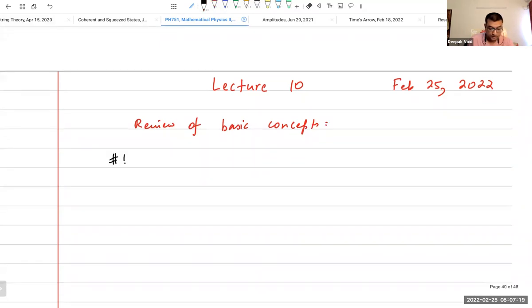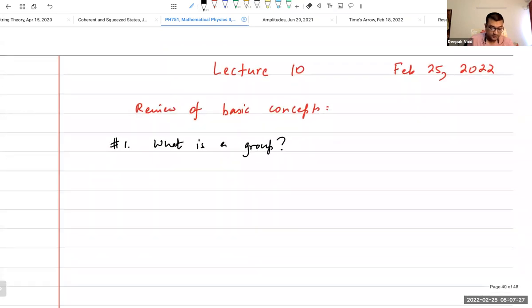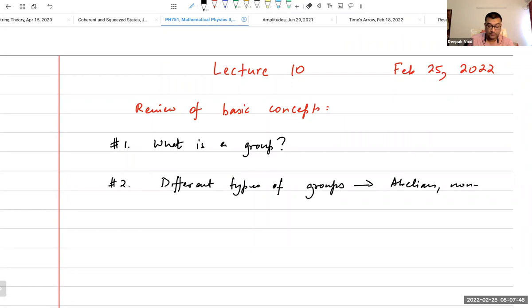Right, so the first obviously is, what is a group? Now, that I presume all of you understand, but at this stage, what are the different kinds of groups? Abelian, non-abelian, then finite, infinite, etc.